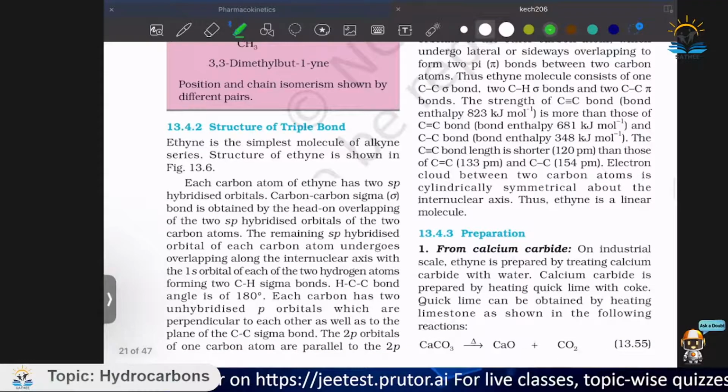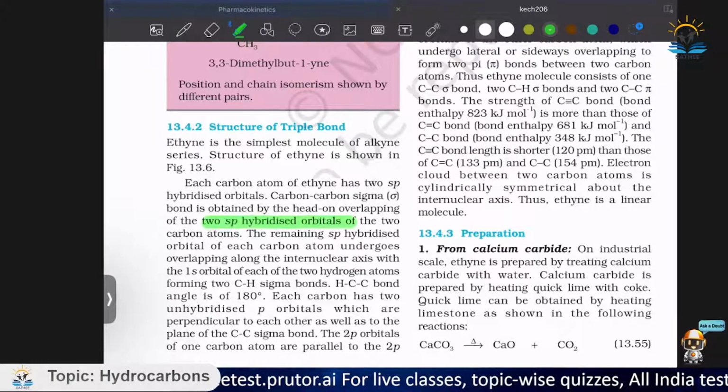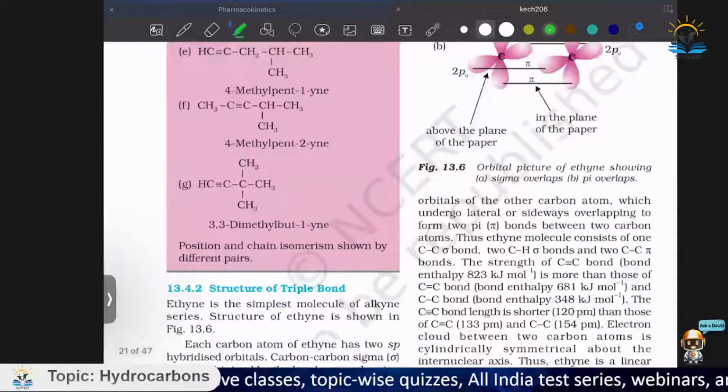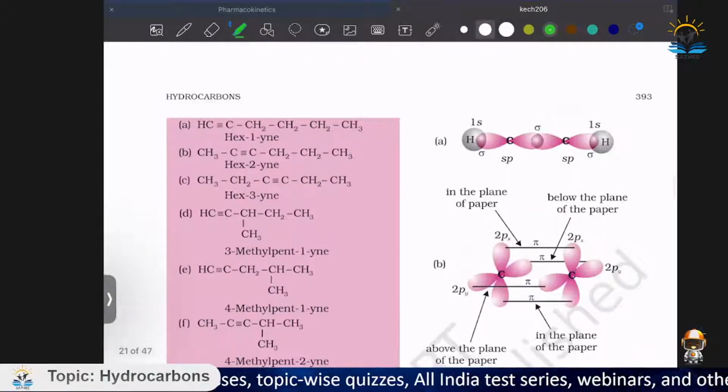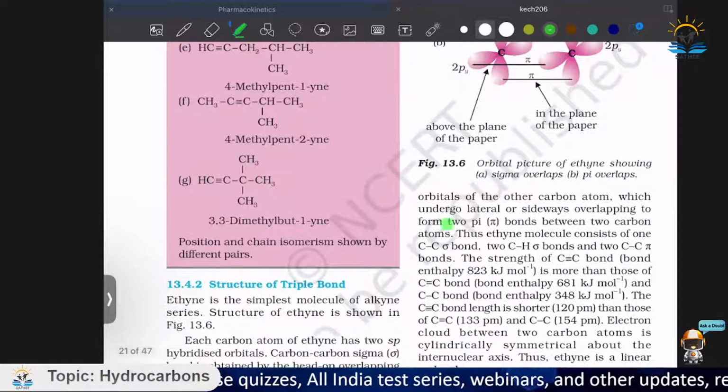Structure of the triple bond: sp hybridized orbitals of the carbon atoms overlap, forming the sigma bond. Then the bond angle is 180 degrees. See, this is how it is a straight line molecule. There are two pi bonds.